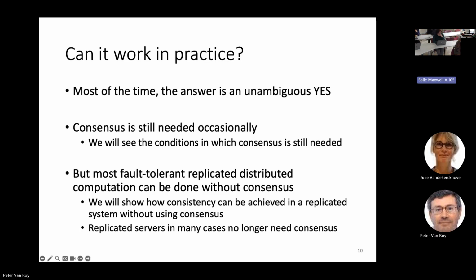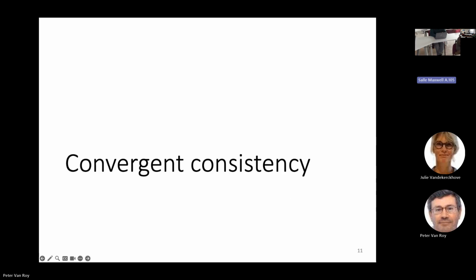Okay? But you still sometimes need consensus, and I'll try to make very precise exactly when you need it. But most fault-tolerant replicated distributed computation can be done without consensus, and we will show how that's done. Okay, so I will explain now the consistency model, and then the practical data structure that implements it. So what I call this convergent consistency.